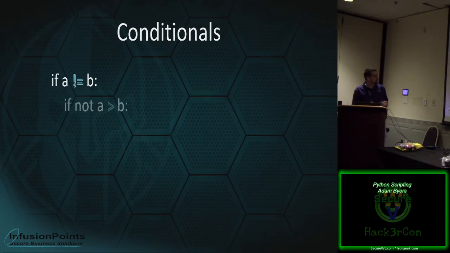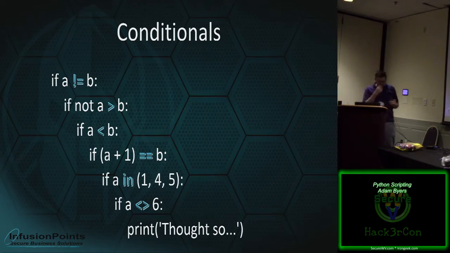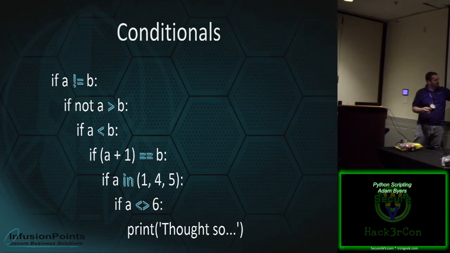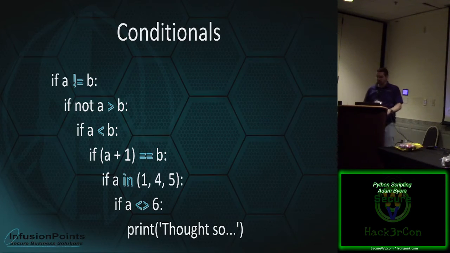Conditionals. These are just your evaluations. Not sure why I had each one of these up here, but all right. So not equals, greater than, less than. This is an evaluation. If you just have one equals sign, it's going to think that you're trying to assign that value. Remember the error that we got earlier? We were trying to assign a value to 1 when all we were trying to do is find out if 1 equals 2.